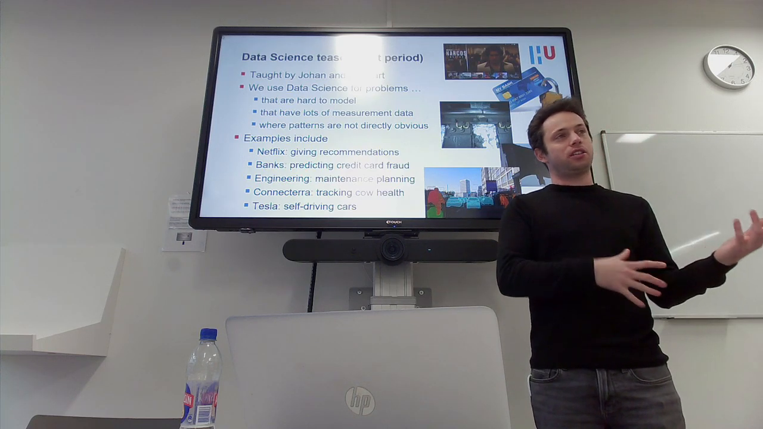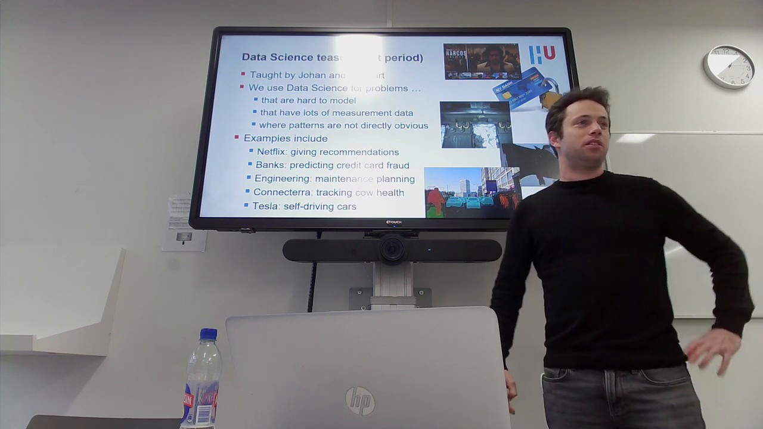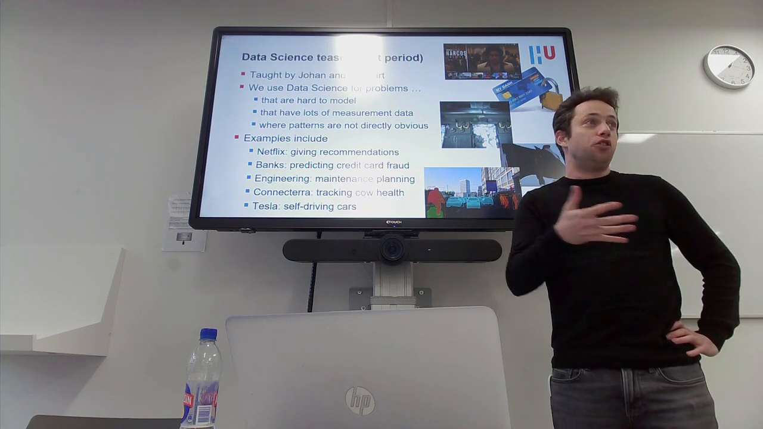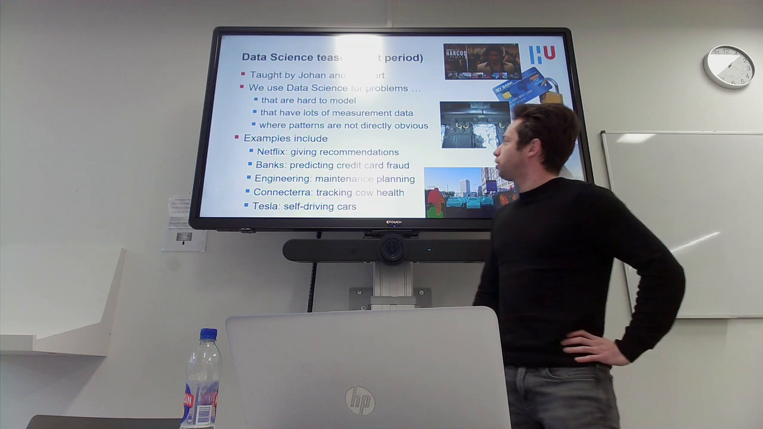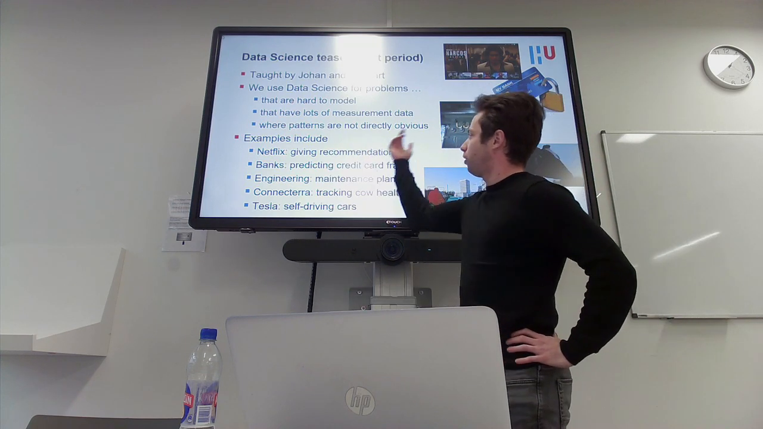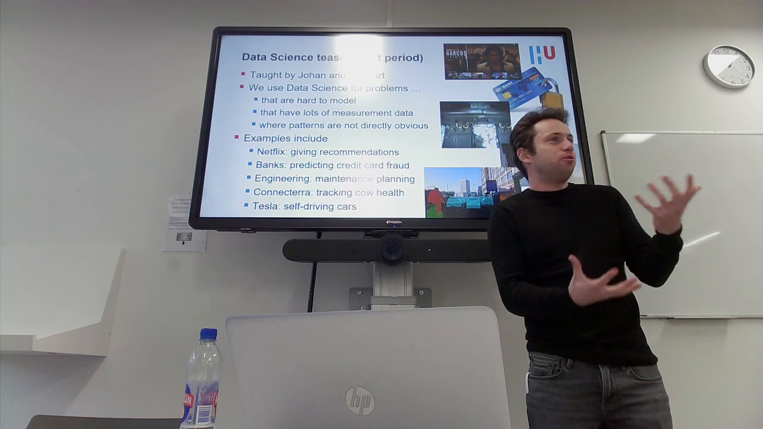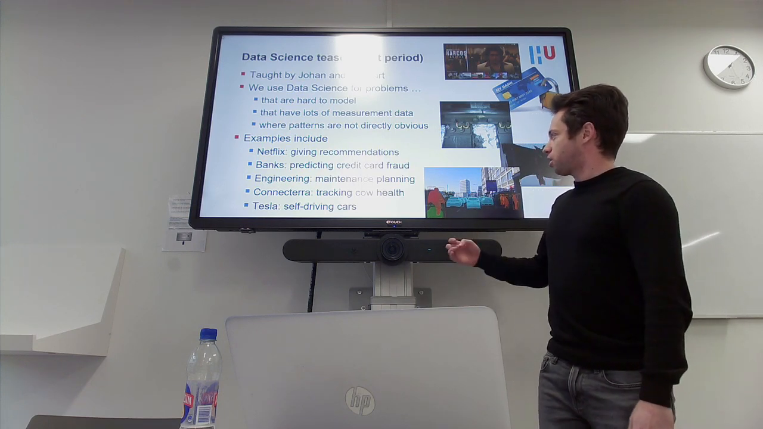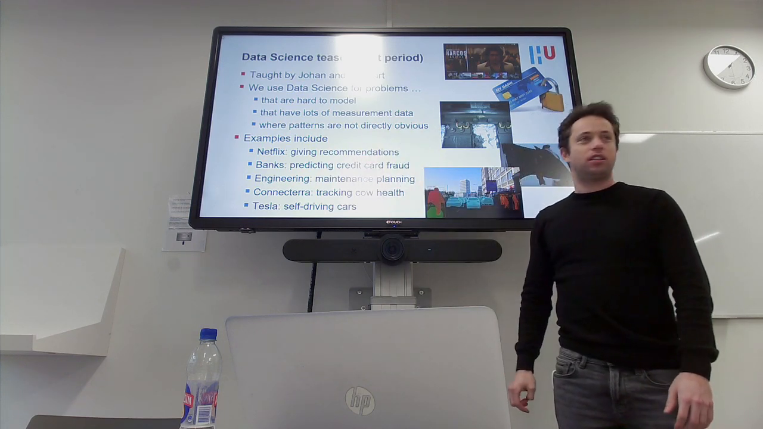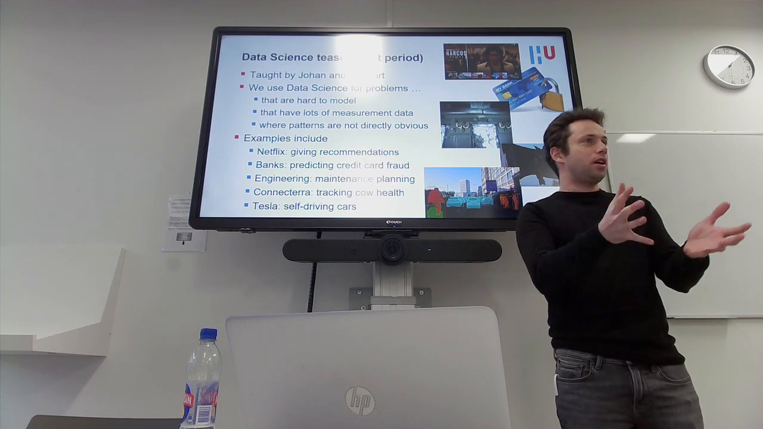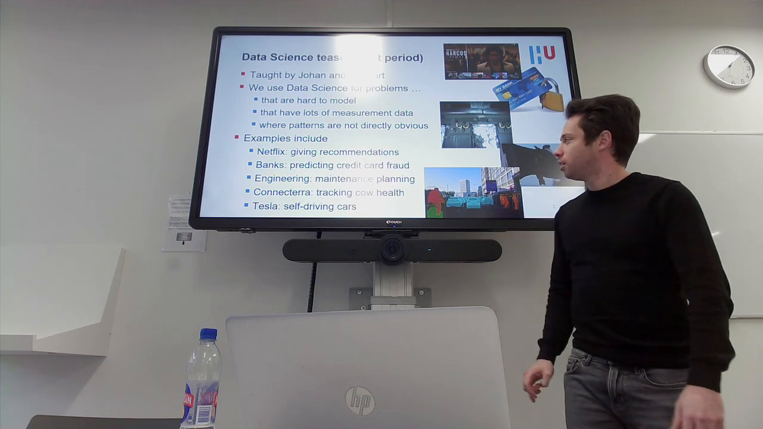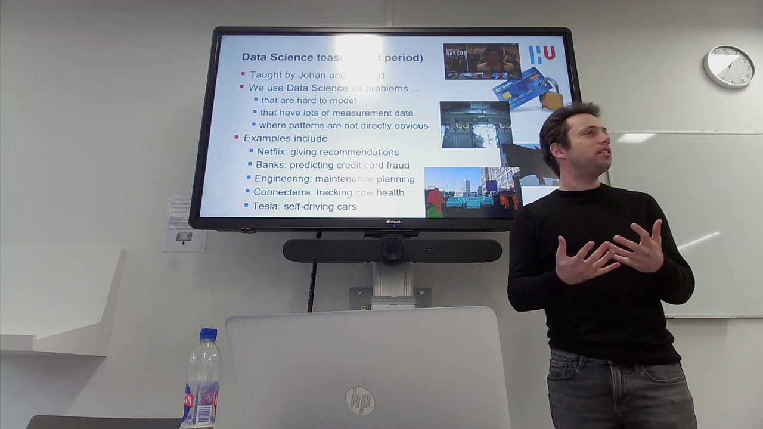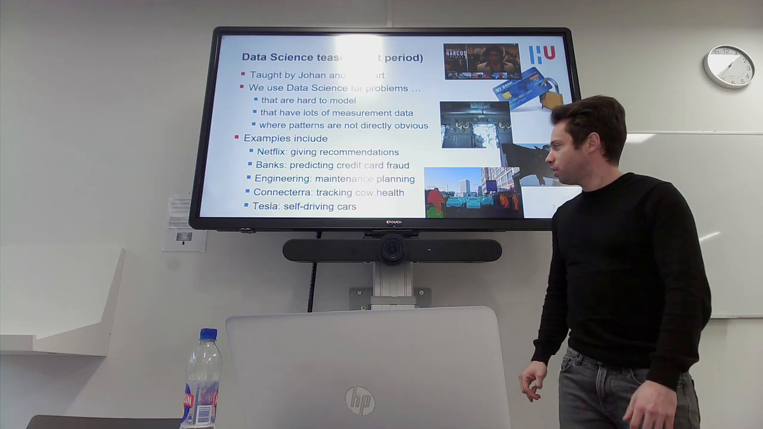You know how it works, and then you use that to make predictions. With data science, you just have a ton of data, but you don't really know how it works. We use it for problems that are hard to model, that have a lot of data, and where the patterns aren't really visible. We don't really have the physics to describe it. So, for example, giving recommendations on Netflix, or for banks, is this credit card transaction fraud or not? For engineering, when do we need to do maintenance? When will our stuff break down?